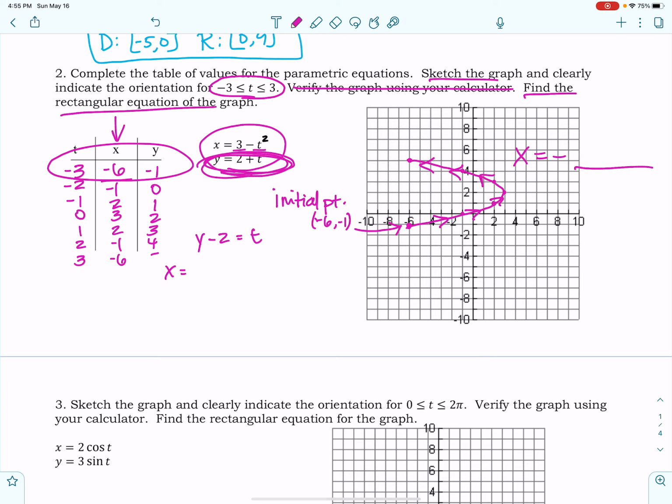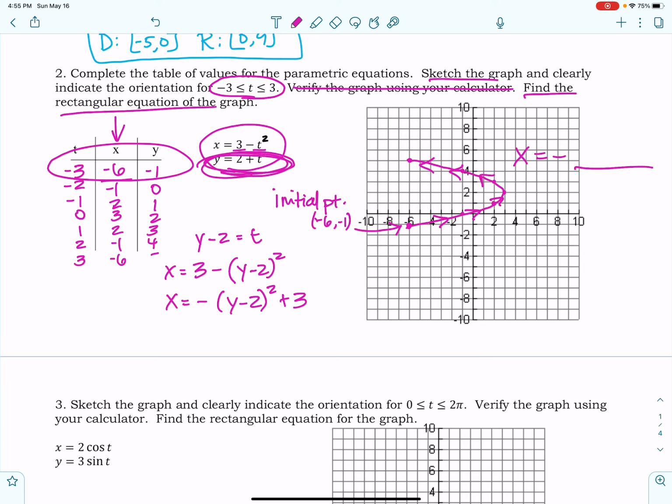And then in my x equation, I can replace t squared with y minus 2, and I can square that. And then, of course, I'm going to move this 3 over to where we're used to seeing it. It means the same thing, and notice, again, just like on the other problems, that we have to restrict our domain and range.